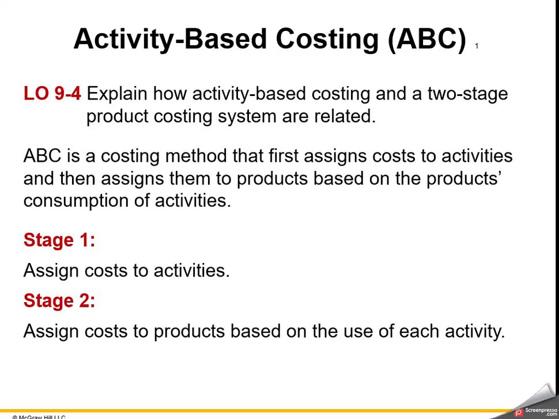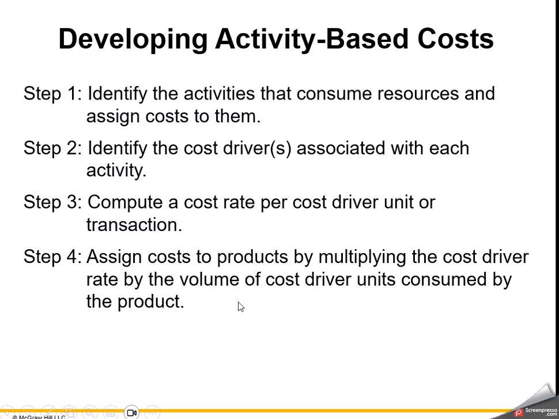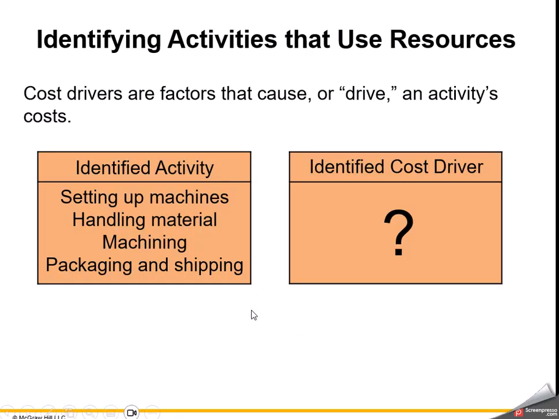So again, like we said, we first assign the cost to the activity, and then we assign the cost to the products based on their usage of that activity. So we want to identify the activities that consume resources, identify what their cost driver is, compute the rate per cost driver, and then apply it to the products based on how they've consumed it.